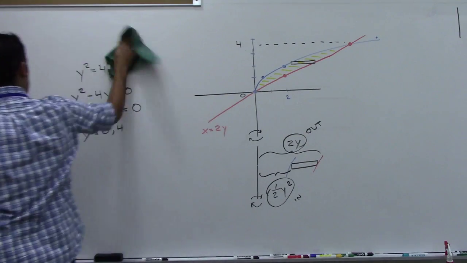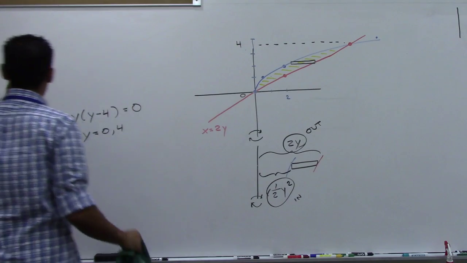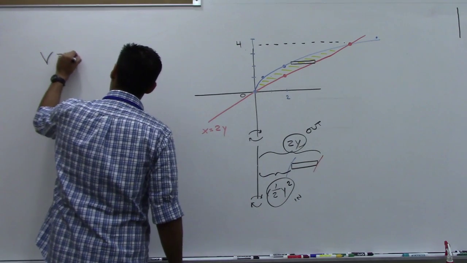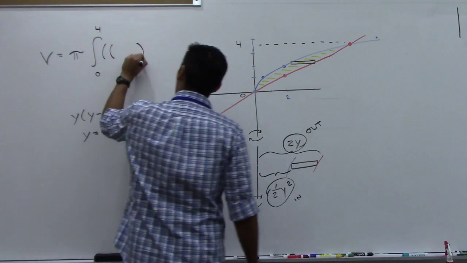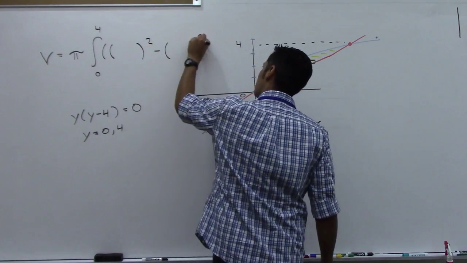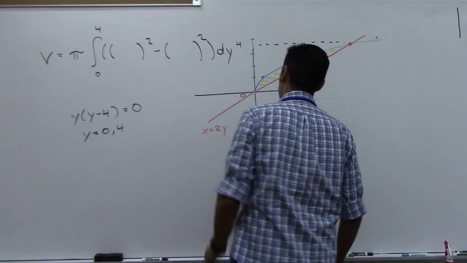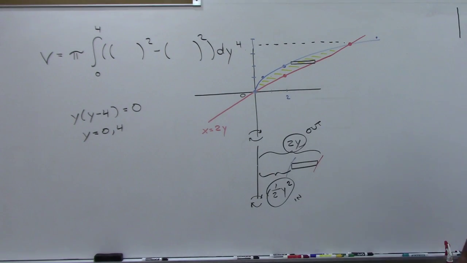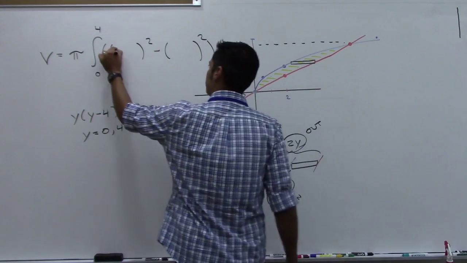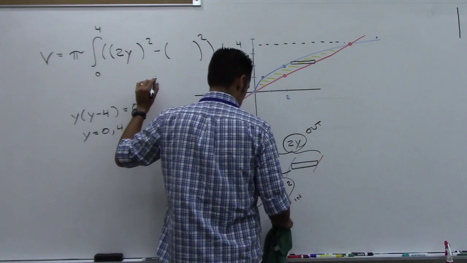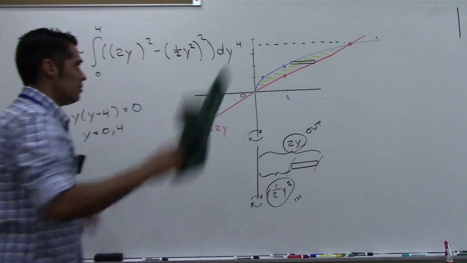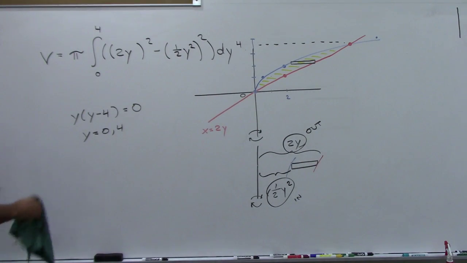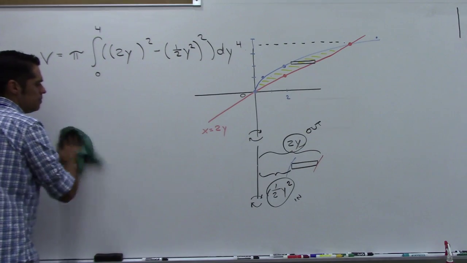All right, so now set up the integral. The volume is equal to pi, integral 0 to 4, outer function squared minus inner function squared dy, because our rectangle is horizontal. So the outer one is 2y, and the inner one is 1/2 y squared. And then you square them and you go through all the integration, which I'm not going to do. All right, hope that helped.